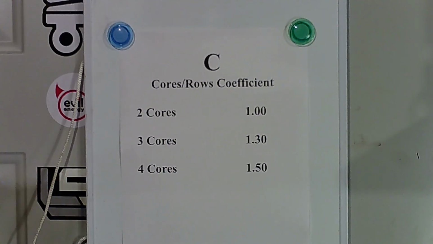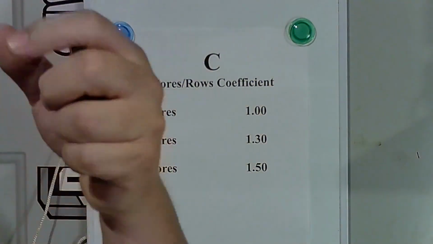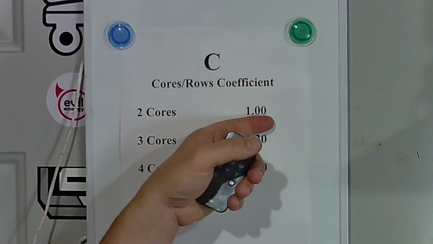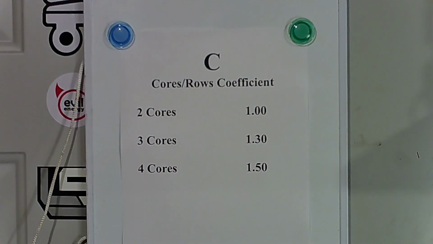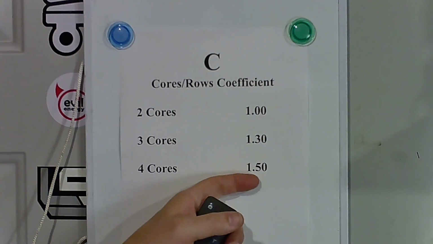Next up is our cores or rows coefficient. Now the way a radiator is made, typical on a tractor, your tubes are vertical and your fins are horizontal. If you've got 2 rows of tubes, your coefficient is 1.0. If you have 3 rows of tubes, you're at 1.3. And if you have 4 rows of tubes, you're at 1.5.